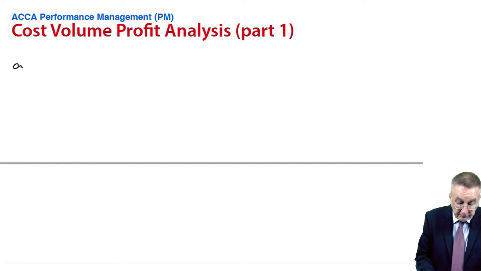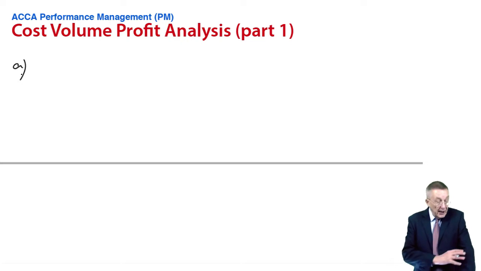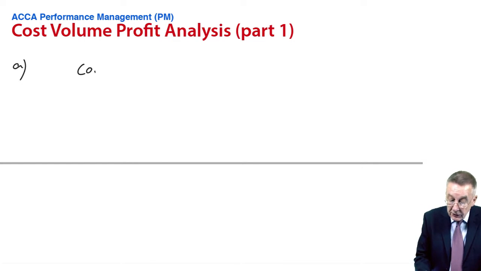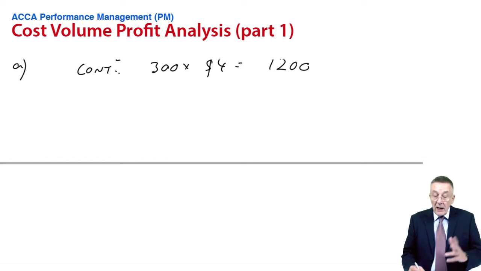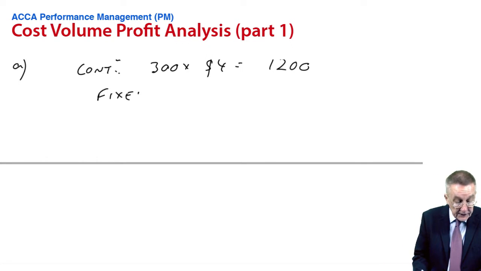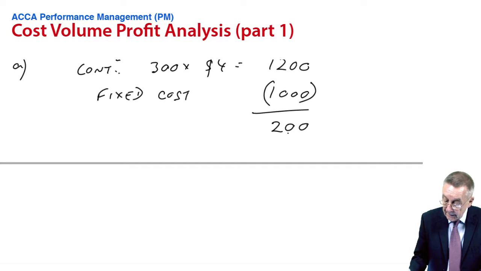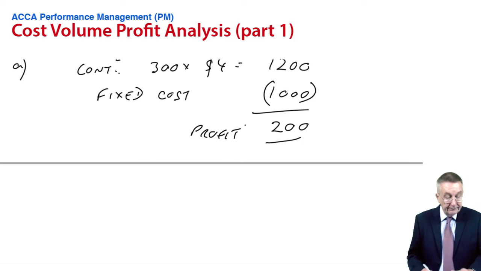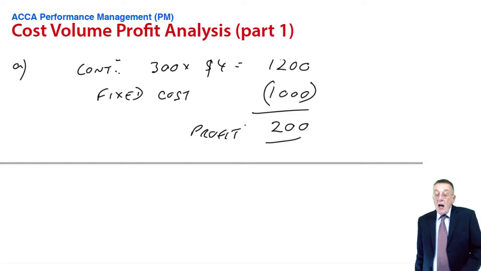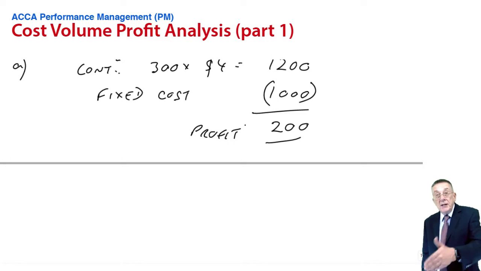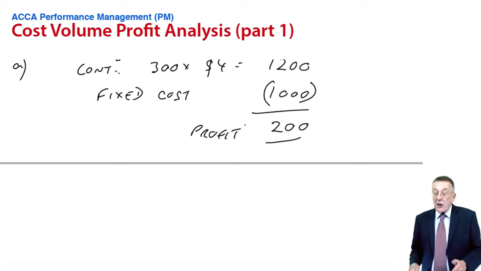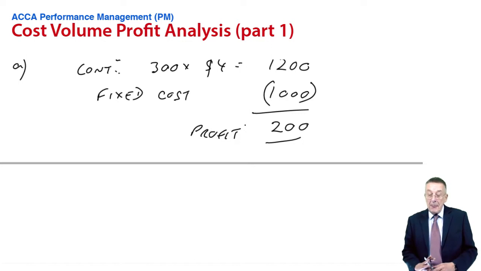Well, part A, it says if the sales and production are 300 units, well, the contribution in total, 300 units at $4 is $1,200. But of course, to get the profit, subtract the fixed costs of $1,000. The profit, $200. Lovely. And of course, I could ask you any number of those. If it was 400 units, what's going to happen? 400 units at $4 contribution. The fixed cost will be $1,000, whatever happens.